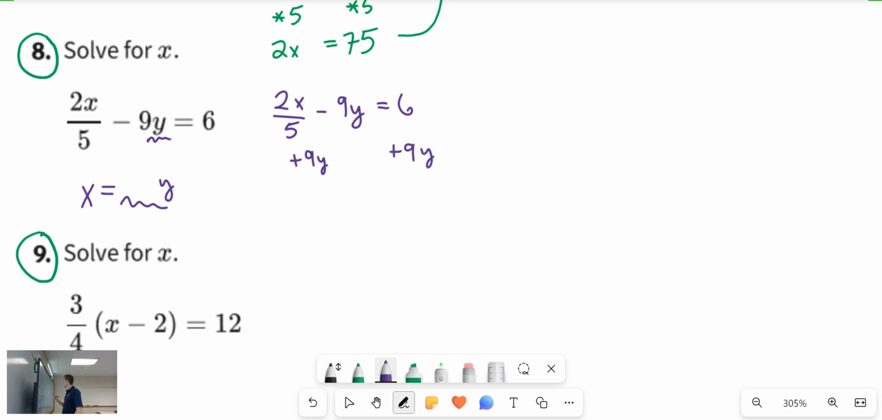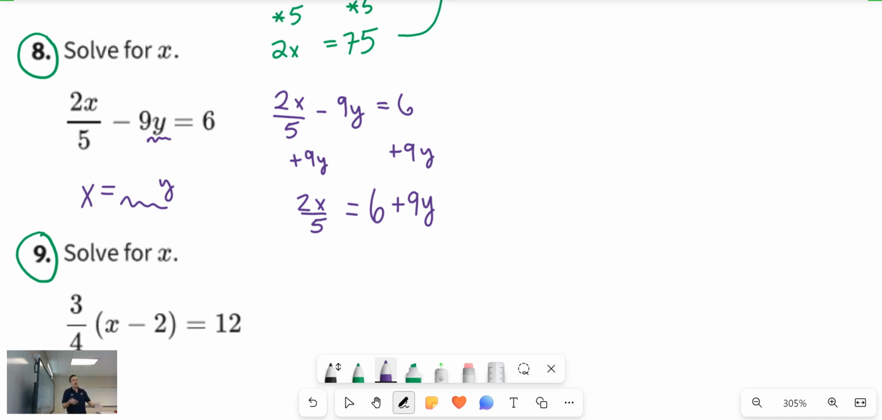Plus 9y, plus 9y. Now we should be left with 2x divided by 5, 2x over 5, equals 6 plus 9y. All right, 6 plus 9y. Right, and we can't add the 6 and the 9y together. We can't condense those or push those together, because it's 6 units sort of on one side and 9 y's on the other.